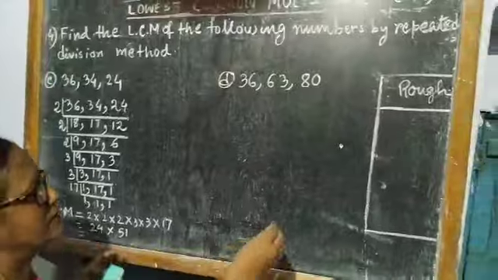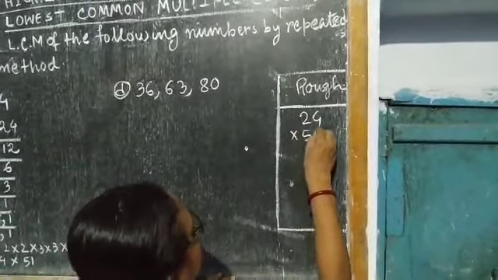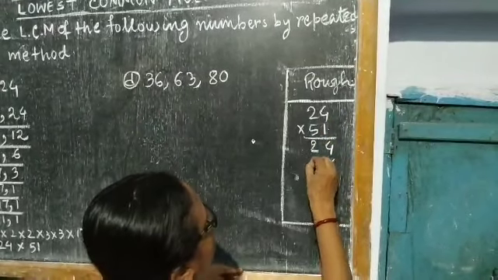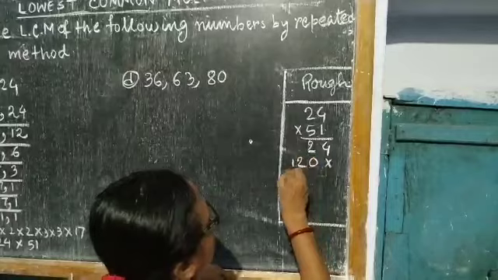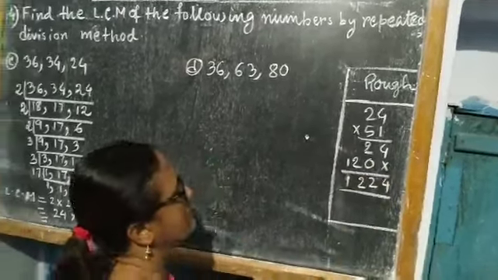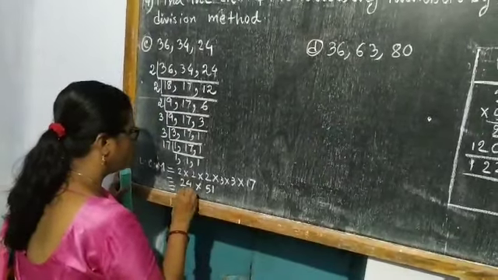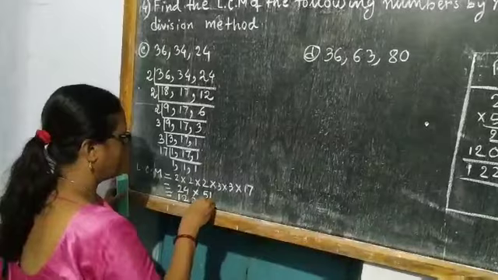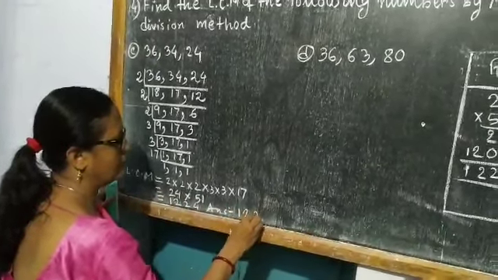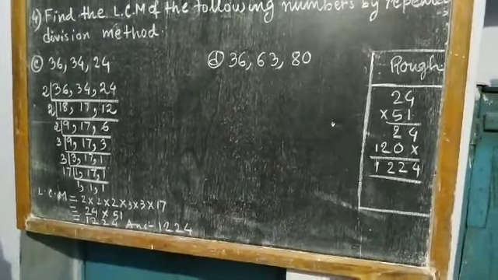Now do the multiplication in the rough. 1 4's are 4, 1 2's are 2, 5 4's are 20, 5 2's are 10, 11, 12. Now add 4, 2, 2, 1. So 1224. So the answer is 1224.